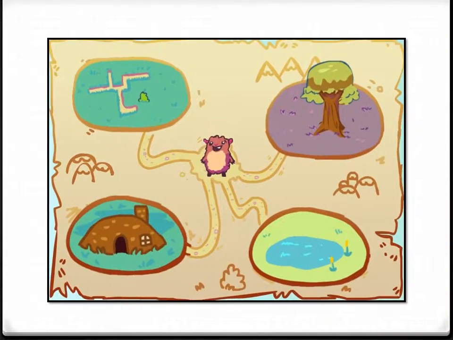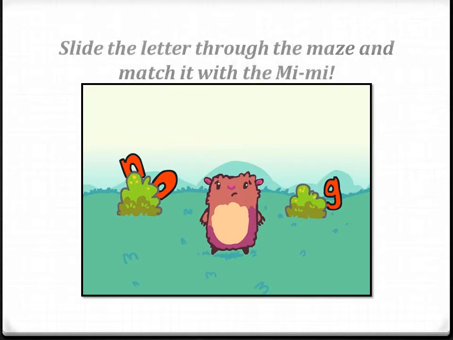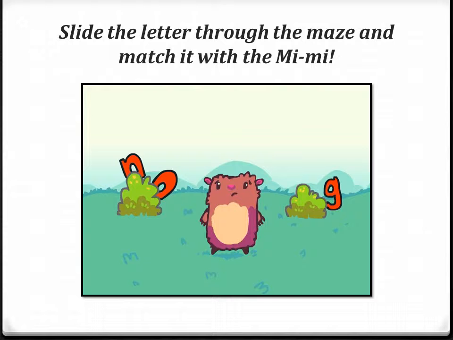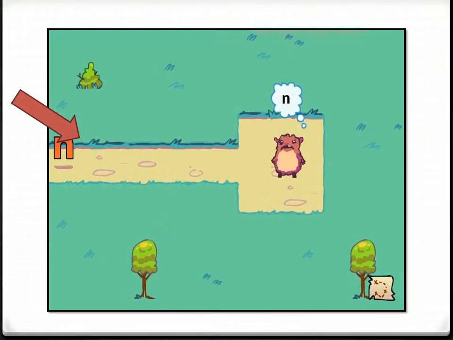There are 3 Mimi games. The maze game is the best place for children to start. When a child touches the maze icon, they'll be shown this screen, and here, slide the letter through the maze and match it with the Mimi. Then the game screen will appear. With their finger, children slide the letter to the Mimi. When it's the right letter, the Mimi will be happy and say thank you. If it's not the right letter, the Mimi will shake his head and say no thank you.